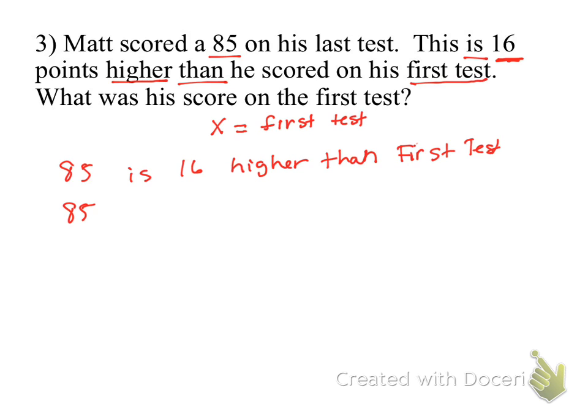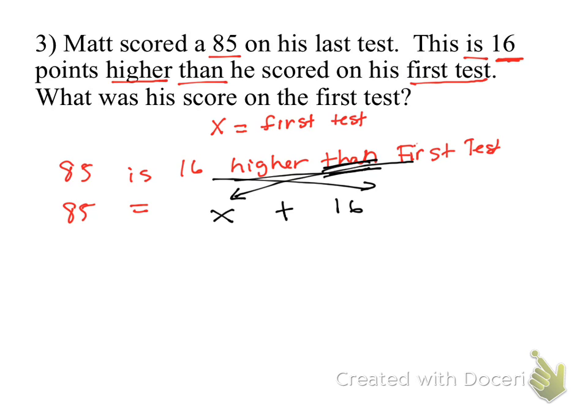Okay, so now I can translate. 85 equals 16. Wait a second. What does higher than imply? Addition. But we have this special word than. And when I see than, what do you need to do? Flip the terms. 16 comes over here, and first test comes over here. And what do we place for first test? X. So it's right there. It's very easy.